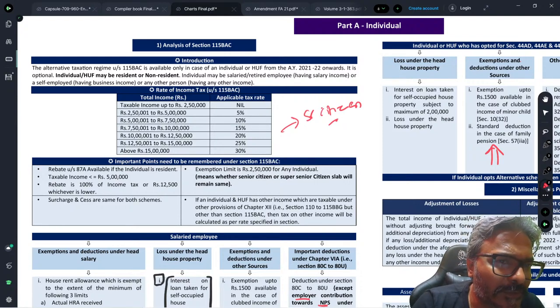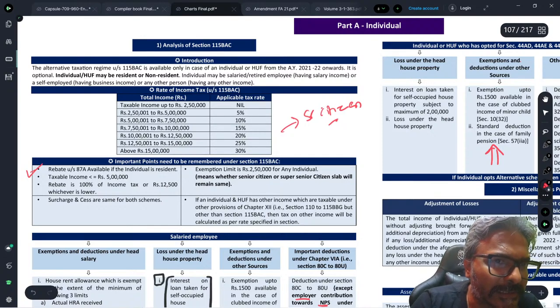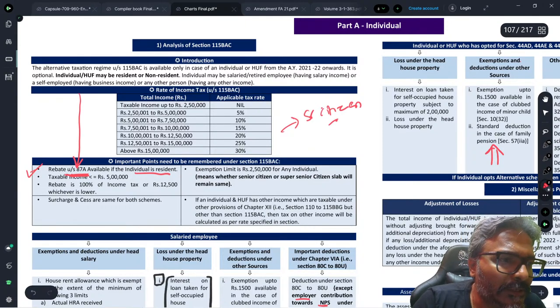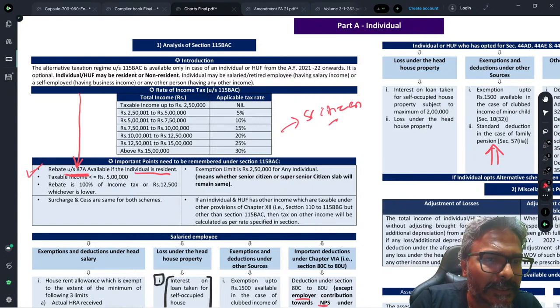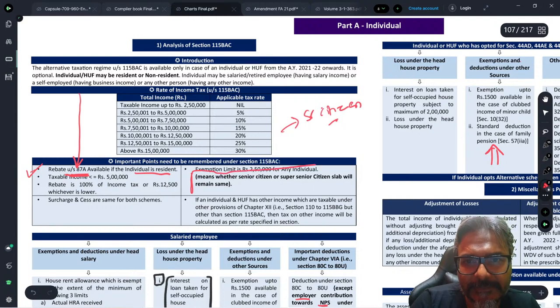One beauty of this one is that if you are a resident and you have opted for 115BAC, then in this case, you will be eligible for a rebate of 87A, students. That is what it is in this context. Just keep that in mind. You will be getting the rebate of 87A, and I think all of you are aware of what that rebate is, the same case.